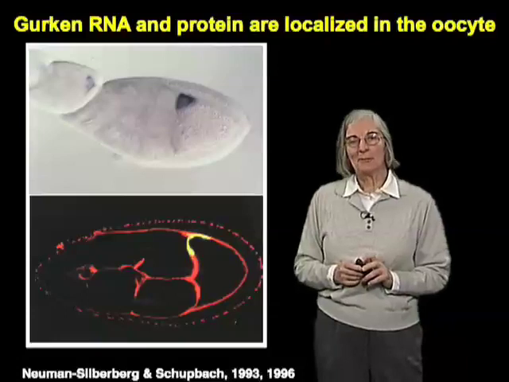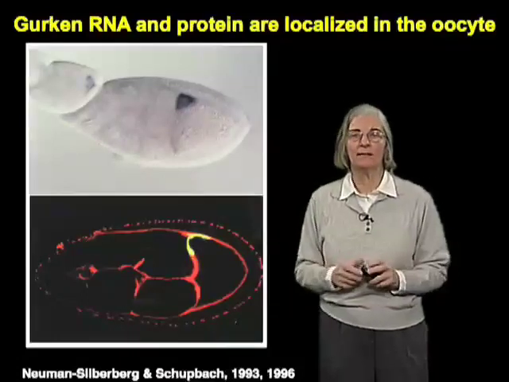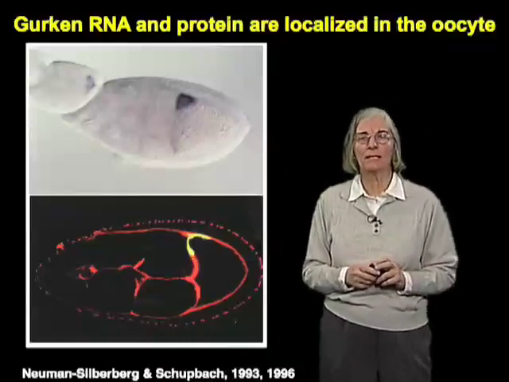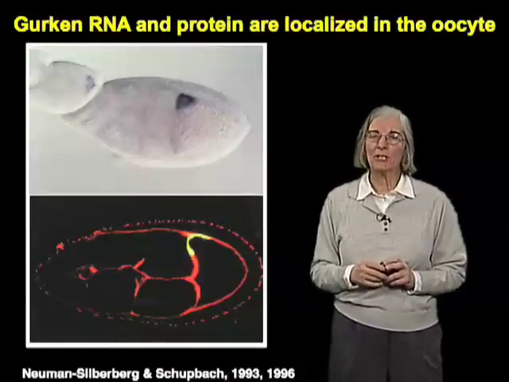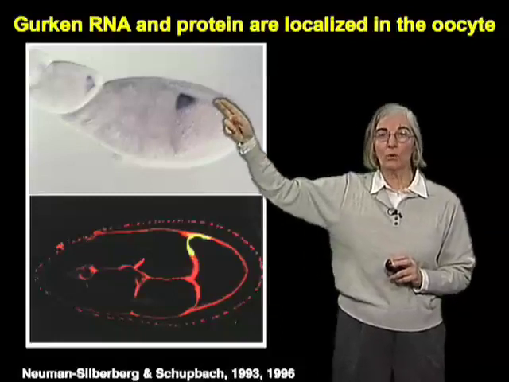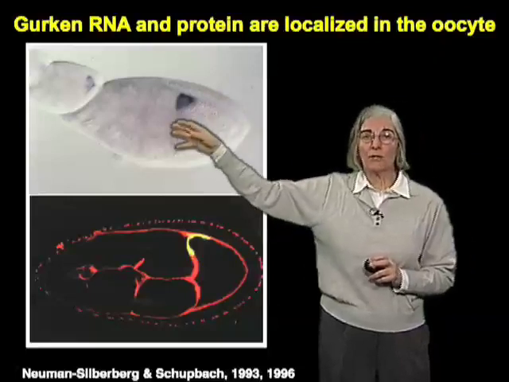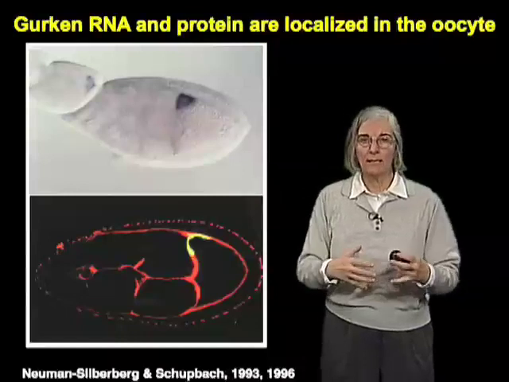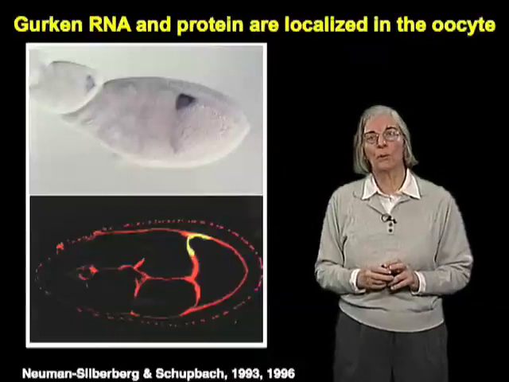Of course, we then have the question, if we see the Gurken protein localized, why is it just found in this particular part of the oocyte? Well, the Gurken protein is at the anterior dorsal corner at this stage because the Gurken RNA is localized to this corner. So the nurse cells transcribe the Gurken RNA, it's rapidly transported into the oocyte, and then it's accumulating in this corner close to the oocyte nucleus.